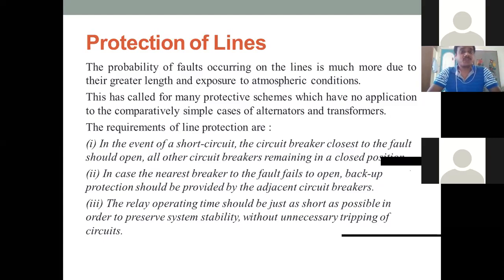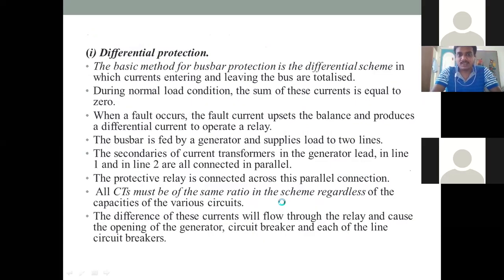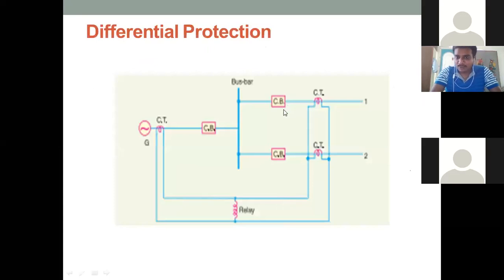You already know what primary protection and backup protection are. Primary protection means, for example, you can take the same circuit diagram. If you have two feeders, let us go to the previous diagram. Here you have one circuit breaker, and here you have another circuit breaker. Initially, the circuit breaker must be connected to a relay.